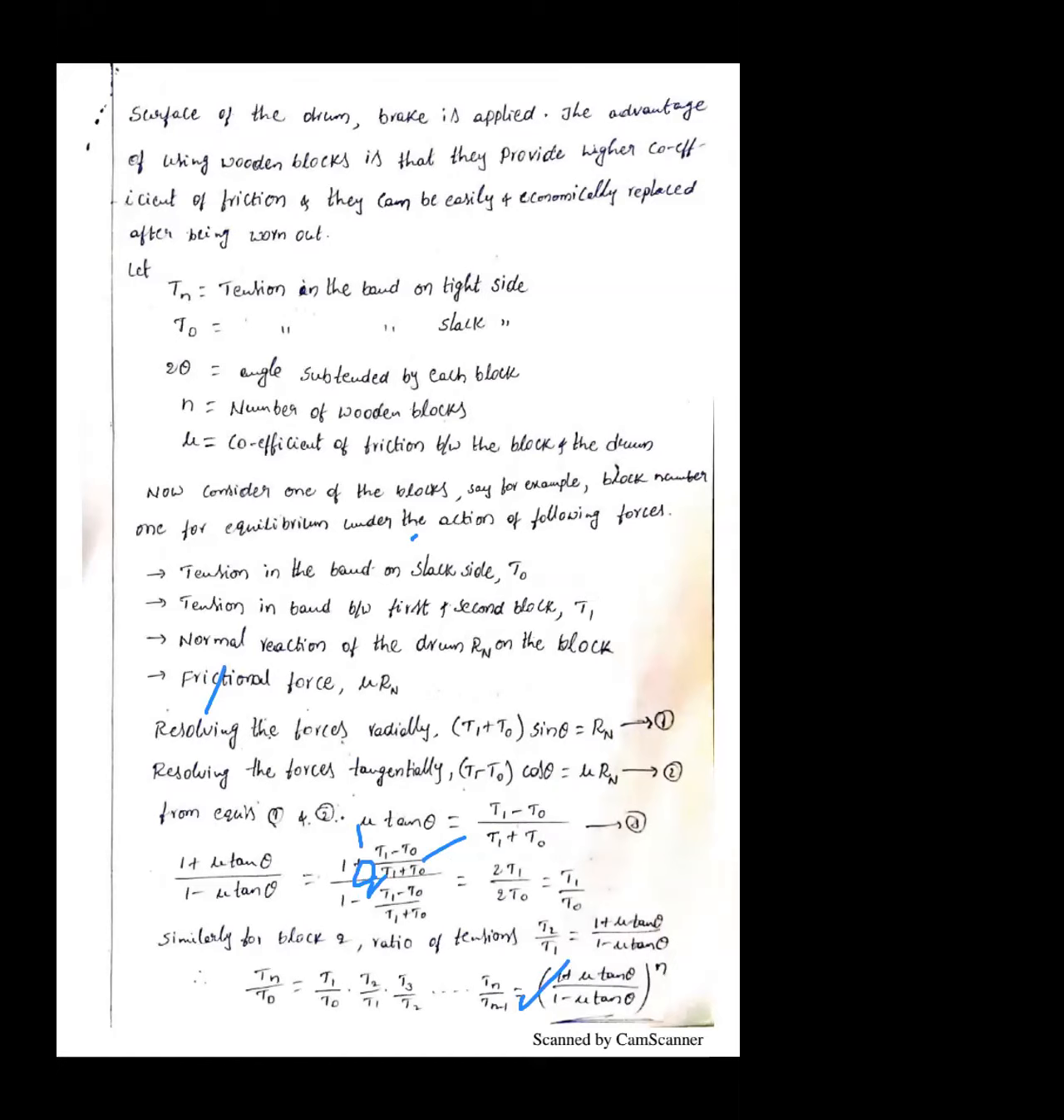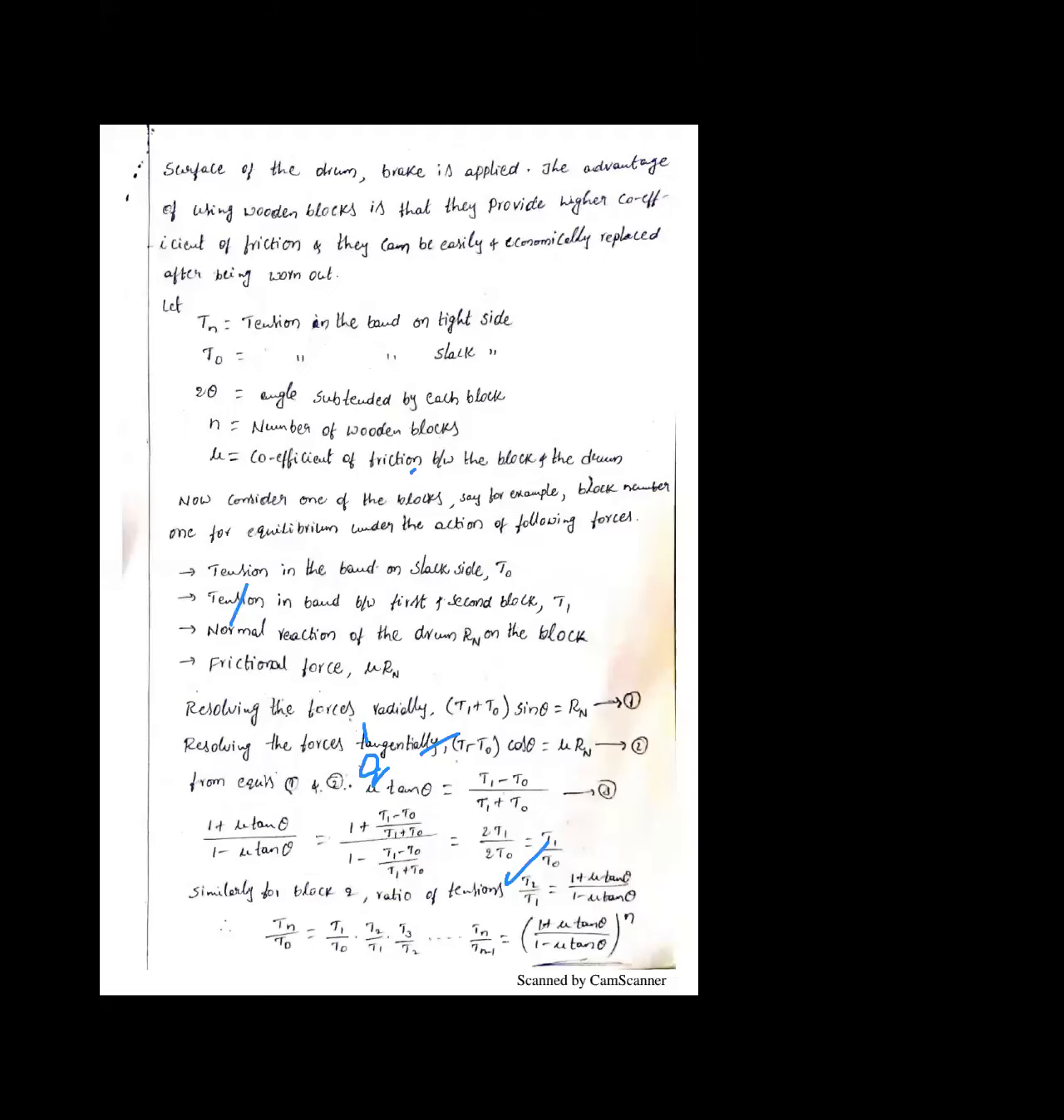Those are taken as equation number 1 and equation number 2. Just observe that those two are being equated here. When we equate 1 and 2, the remaining term is mu tan theta equals T1 minus T naught by T1 plus T naught. That is taken as our equation number 3.